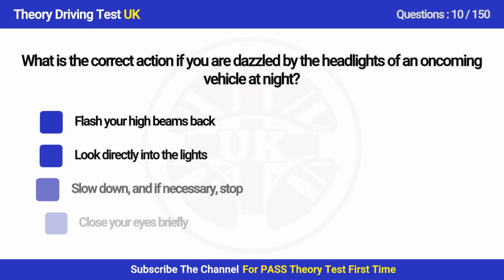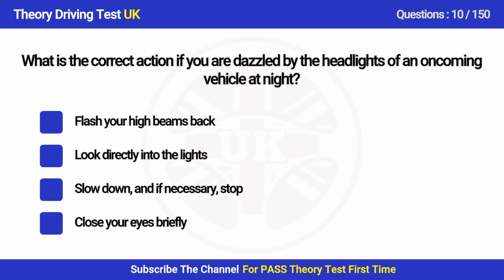Question 10. What is the correct action if you are dazzled by the headlights of an oncoming vehicle at night? A. Flash your high beams back. B. Look directly into the lights. C. Slow down and if necessary stop. D. Close your eyes briefly.